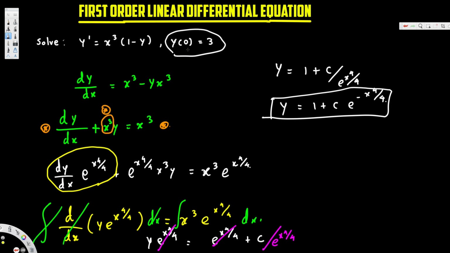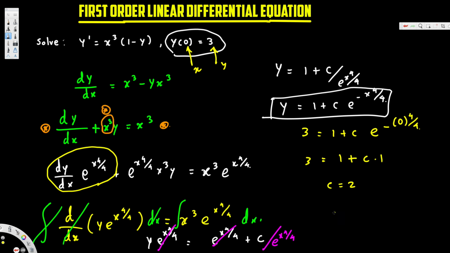Now here, this is our x value, this is our y value. Let's plug it right here. y is equal to 3, so 3 is equal to 1 plus c times e power negative x power 4 divided by 4. x is 0, so 0 power 4 is just 0, and 0 divided by 4 is just 0. So we will have 1 plus c times 1 is equal to 3. Therefore c is going to be 2.